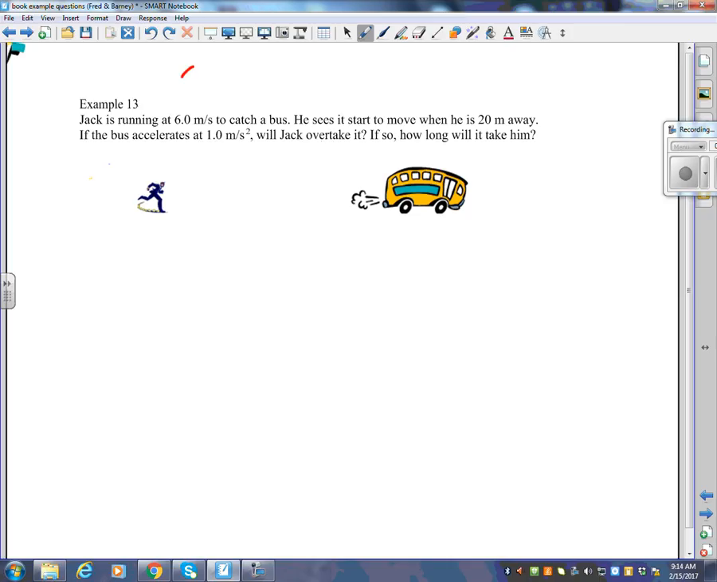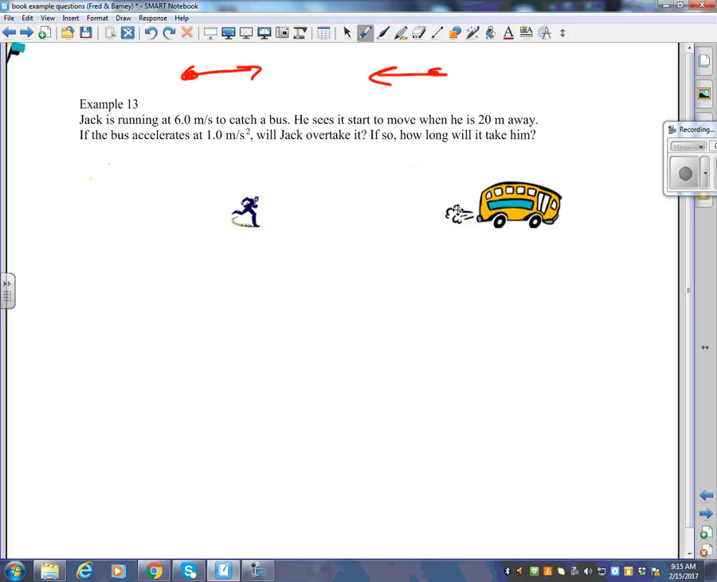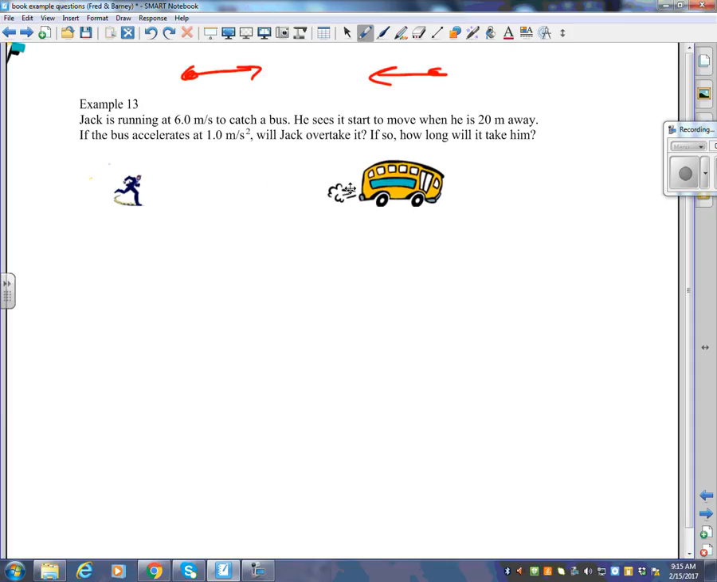So the difference is, in Fred and Barney, they were guaranteed to catch each other, going towards each other. But here, they're both going like this, right? If that's the case, Jack ain't going to catch the bus. But Jack is already moving at 6 meters per second, and the bus is accelerating at 1 meter per second in the same direction. Why don't you give this a try?